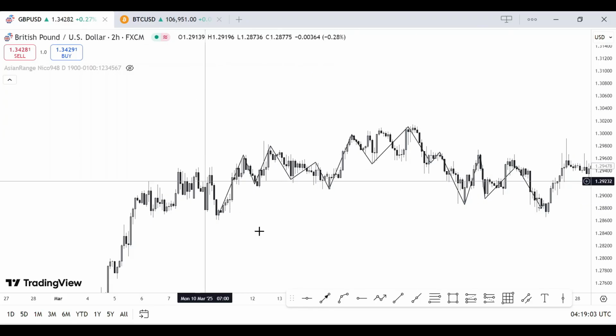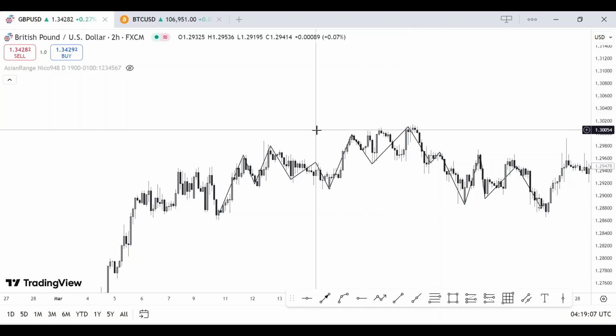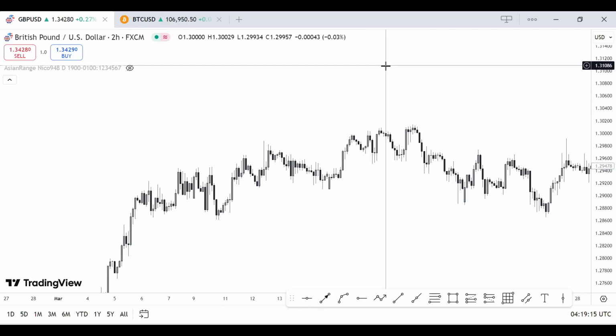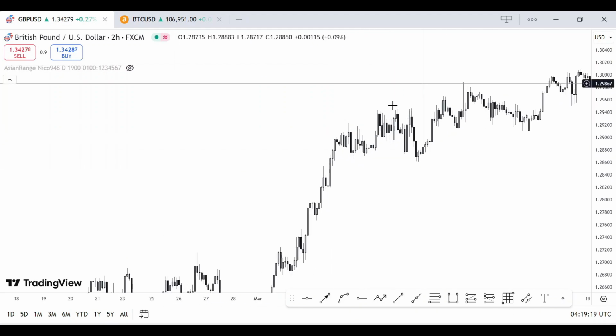So this type of market you want to stay off. If you're a beginner, you just want to stay off. You don't want to trade. You don't want to overcomplicate things. So you stay off a ranging market. You follow a clear structural trend, either an uptrend or a downtrend. So that's it.